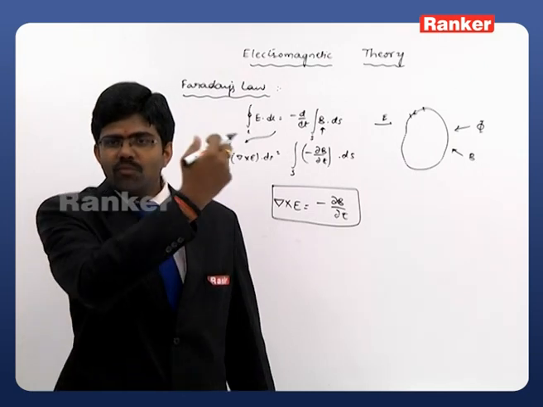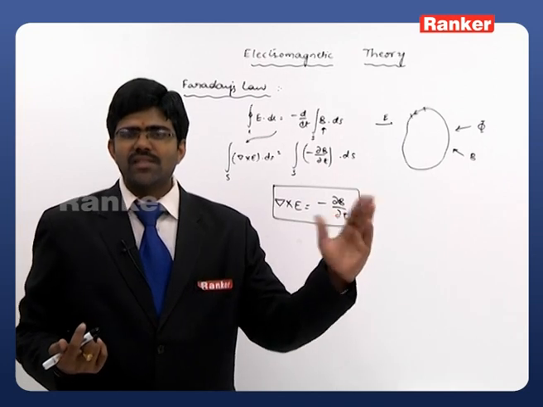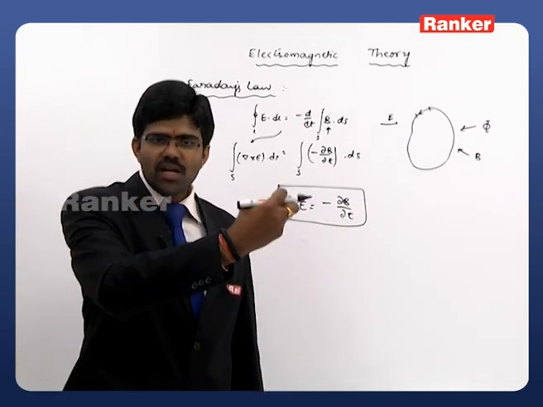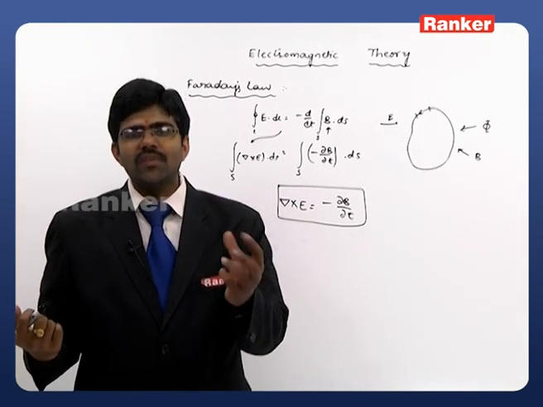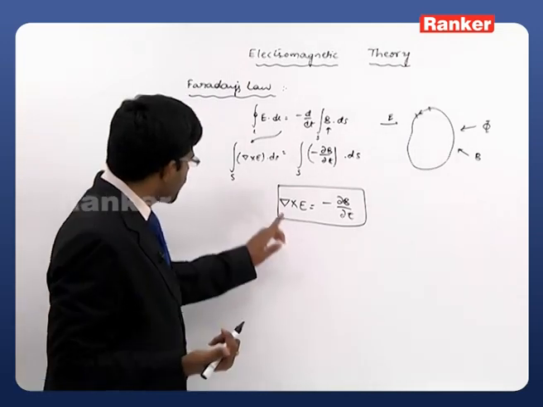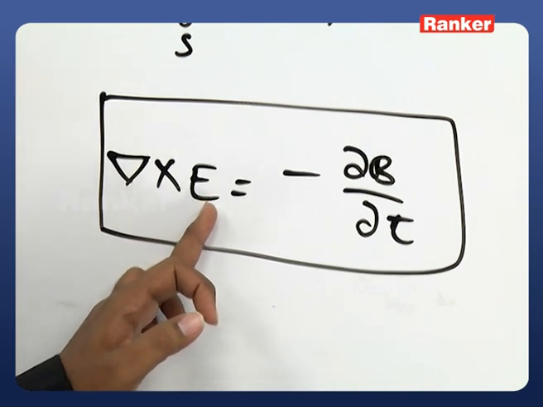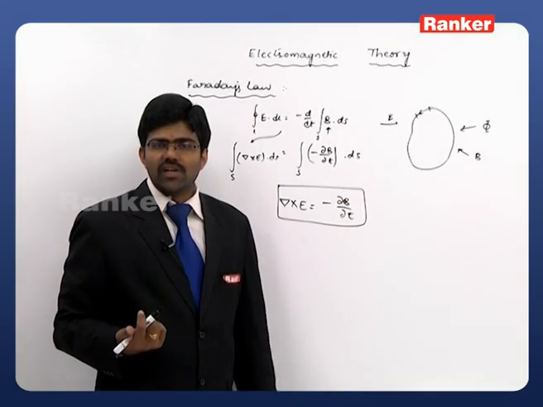When you come to time varying fields, the phenomenon changes. In static fields, del cross E is equal to 0, it has no rotational nature. It starts at a positive charge and ends at a negative charge. But with time varying fields, it has no starting point and ending point, it has rotational nature. A rotating electric field is what we are observing. So how can this be generated? With the rate of change of magnetic field.